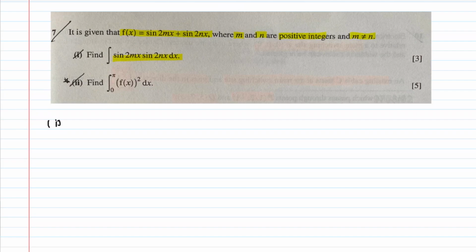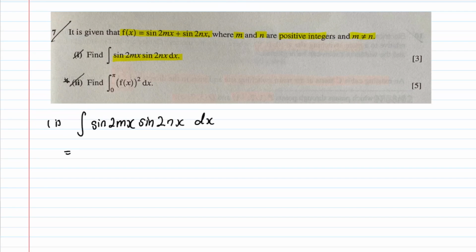You'll notice that in your formula sheet there is a sine 2mx sine 2nx formula. The only thing is that in the formula sheet, you must have a 2 in front. So in order to do that, we're going to have to create that 2 somehow, and we can do it by adding a half in front. So I'm just going to write it out. Integrate sine 2mx sine 2nx dx.